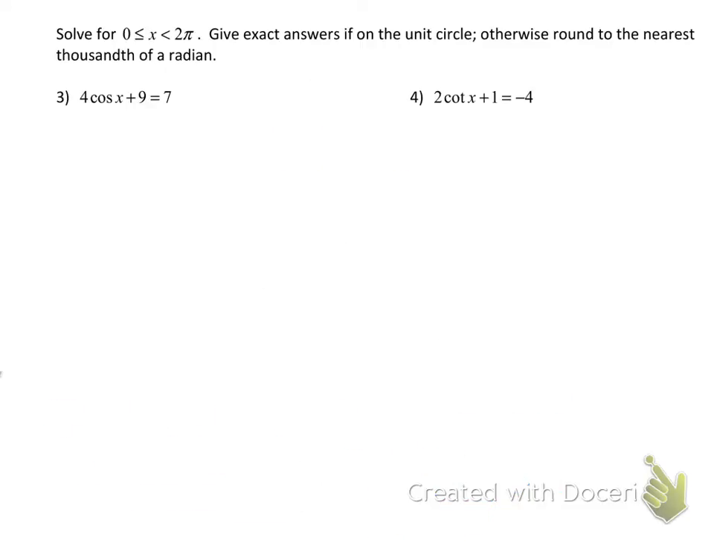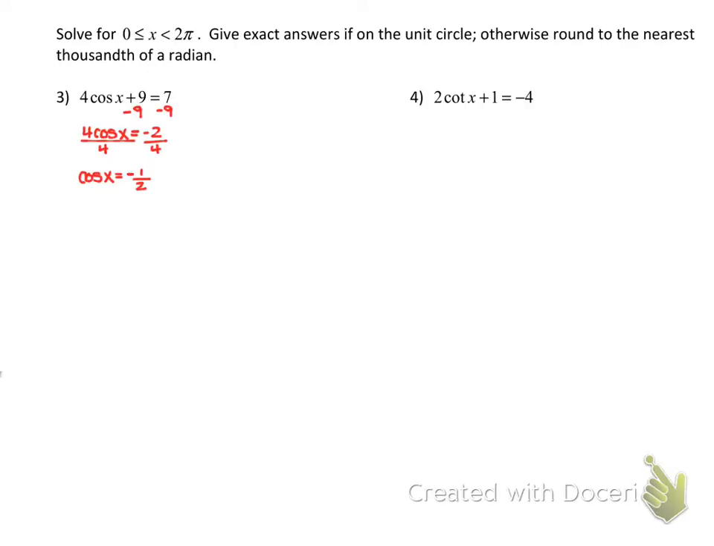Okay, so in number 3, we have to do a little bit more work because we need to make sure that we isolate our trig function. Problems 1 and 2 were already isolated, but now we have that plus 9 and then the multiplying times 4 in front. So we need to get rid of it. My first step is to subtract 9. And then divide both sides by 4. So cosine is all by itself, so it is isolated.